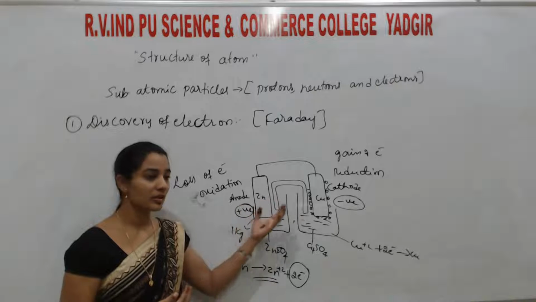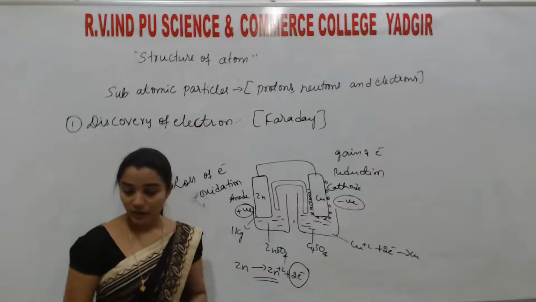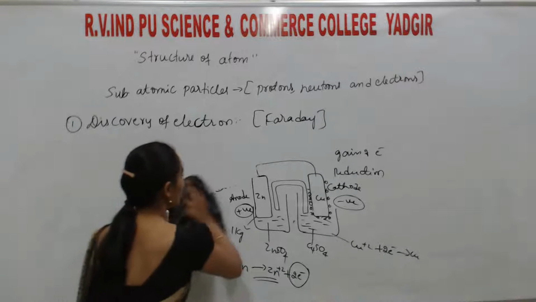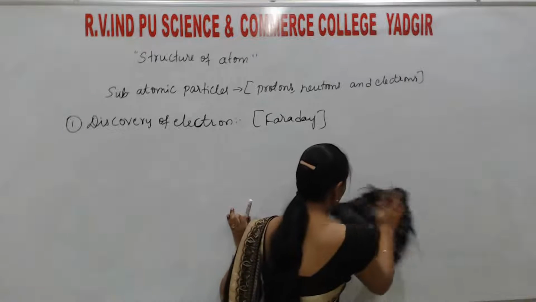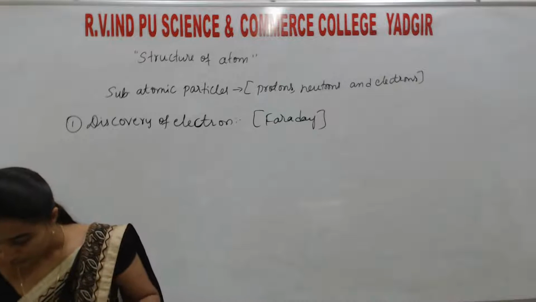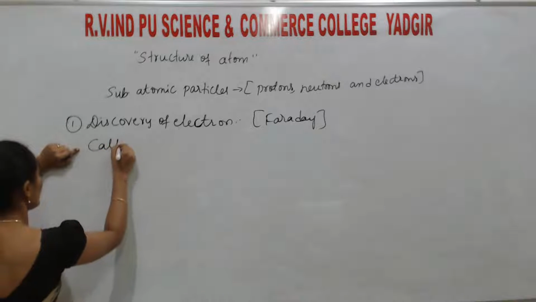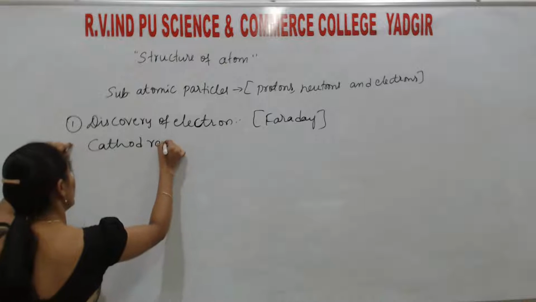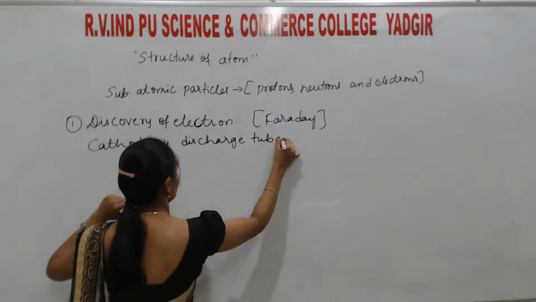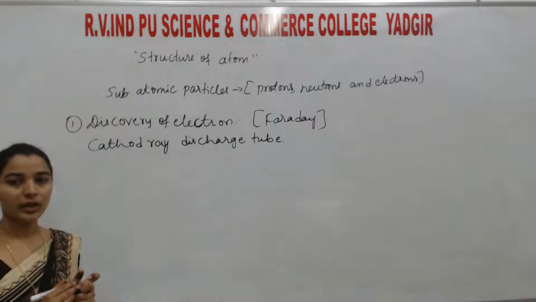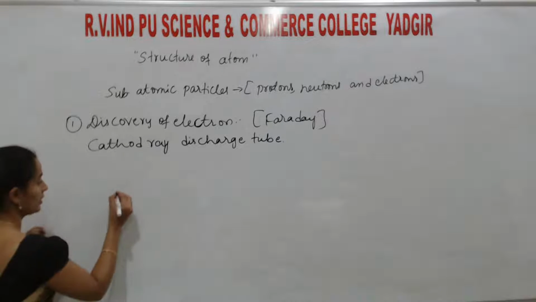Understood? So then he started working on this. What is the reason for this reaction with the application of the electric field? Then he got an idea and conducted the experiment for the discovery of the electron. That is called the cathode ray discharge tube. So the discovery of the electron was done by Faraday with the cathode ray discharge tube. What is that arrangement? I will write here.